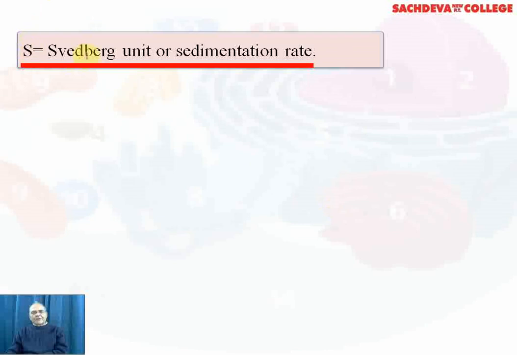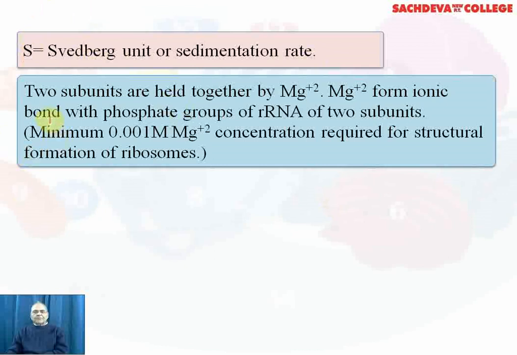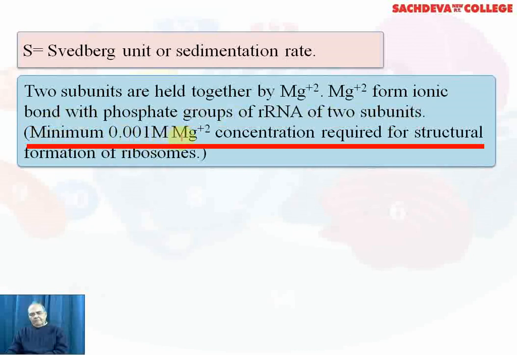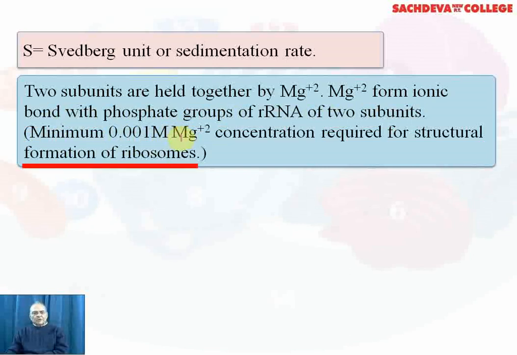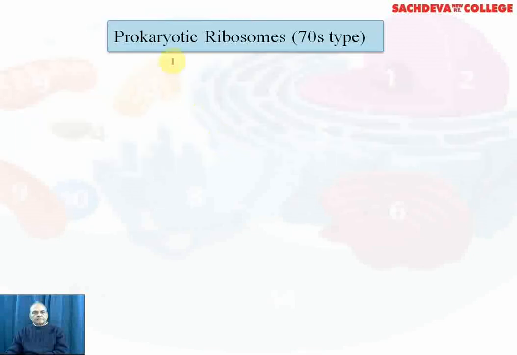S is Svedberg's unit of sedimentation rate. The two subunits are held together by magnesium. Magnesium forms an ionic bond with the phosphate group of rRNA of the two subunits. And you know that the minimum concentration of 0.001 M is required for the structural formation of ribosomes.